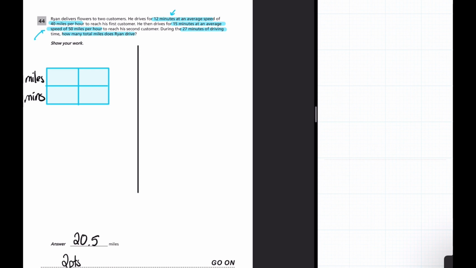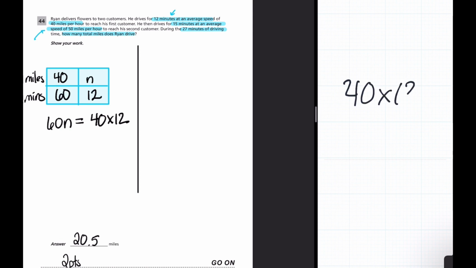Okay. So 40 miles an hour is the same as 40 miles in 60 minutes. And he drove for 12 minutes. I want to know this top number. All right, cross multiply and you'll get the equation: 60 times the number is equal to 40 times 12. 40 times 12, let's do that very quickly, and you get 480.